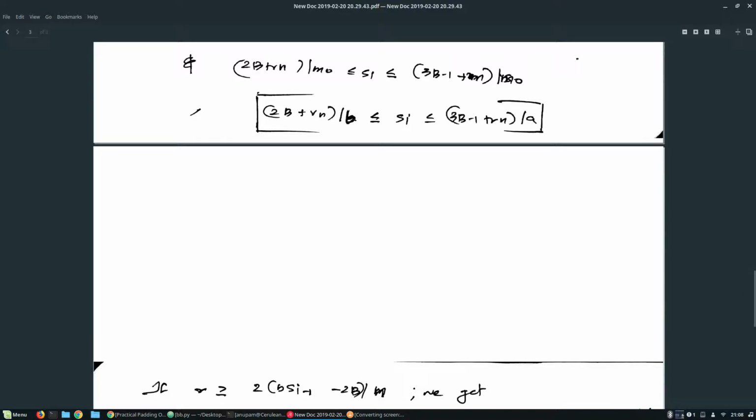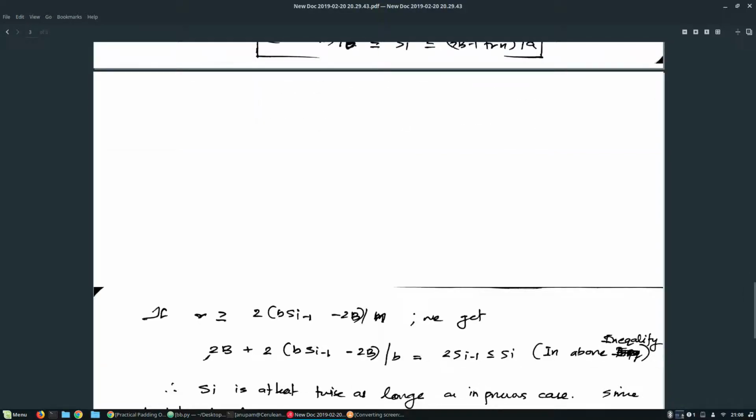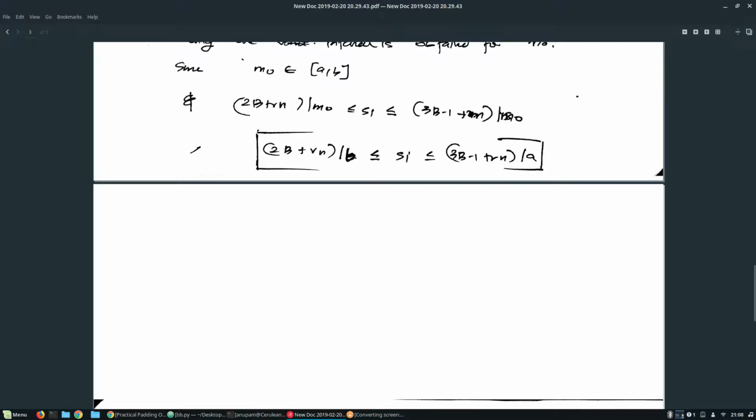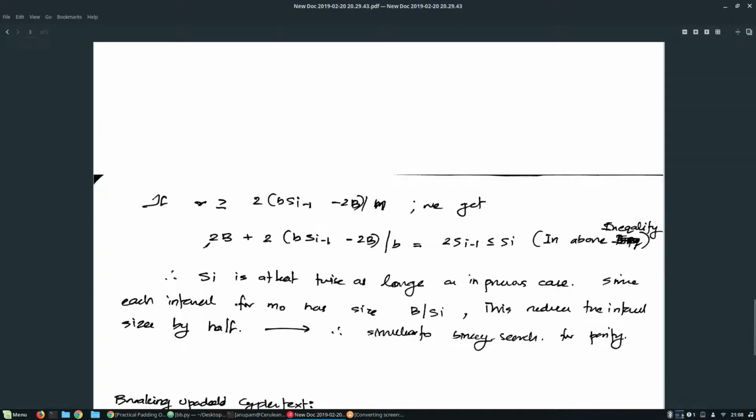What's really helpful in this equation is that when we substitute a value for r which is greater than 2 times (s(i-1) minus 2b by n), we get this particular equation for the lower limit of si. So if we substitute that, if you work it out, you can find out that the value of si is less than 2 times s(i-1).